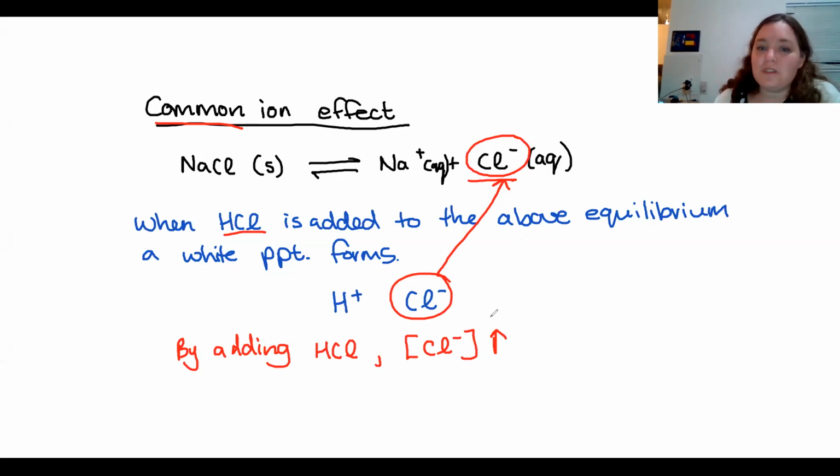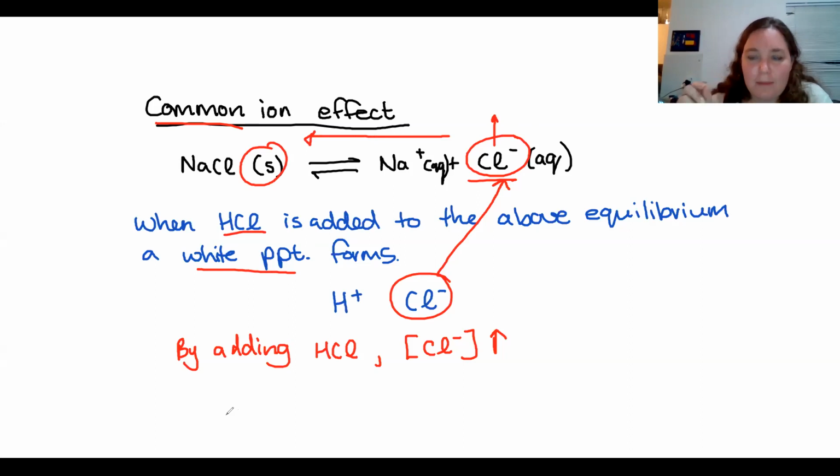But the disturbance is an increase in concentration. Therefore, the system will act to decrease the concentration by favoring the reverse reaction. When the reverse reaction happens, we make the sodium chloride solid, and that is the white precipitate that forms. So sometimes we can impact concentration in an equilibrium by adding something that isn't one of the reactants, but interferes with the concentration of one of the reactants.